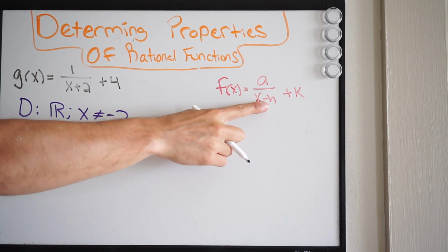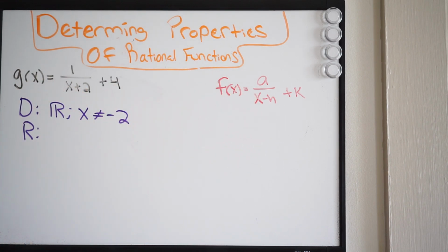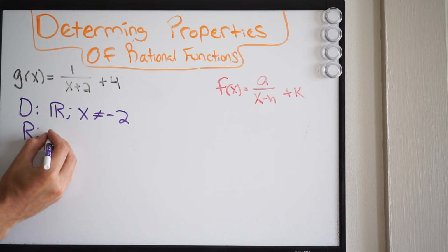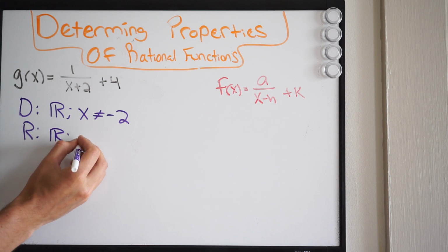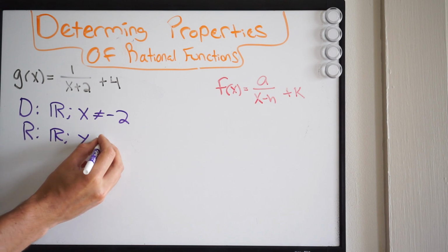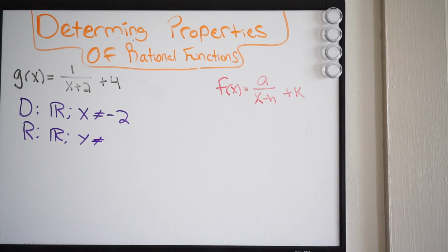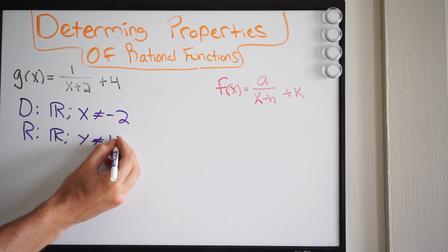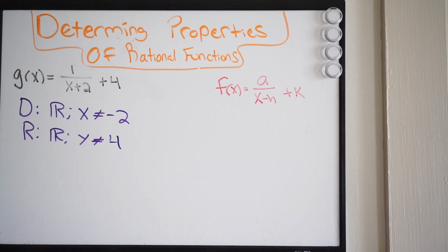Again, if we plug in a negative 2 here, we get positive 2. For our range now, we'll have the same thing, all real numbers except y cannot equal, and again, our range here is going to be our k value. Well, that's going to be 4, so y cannot equal 4. So this is now done. We just found the domain and range. Our second step here is to determine the asymptotes and go ahead and graph this rational function.